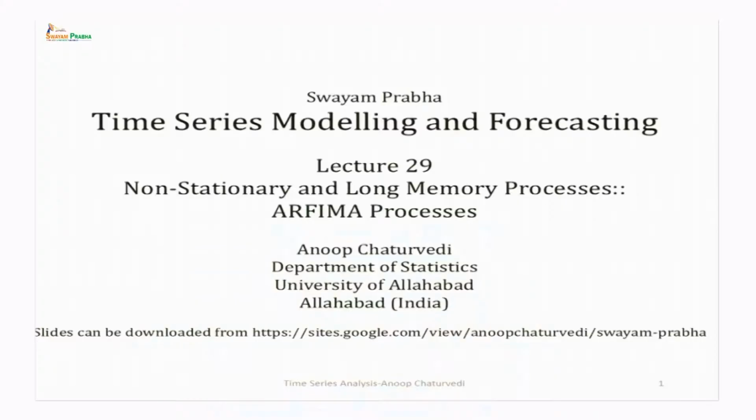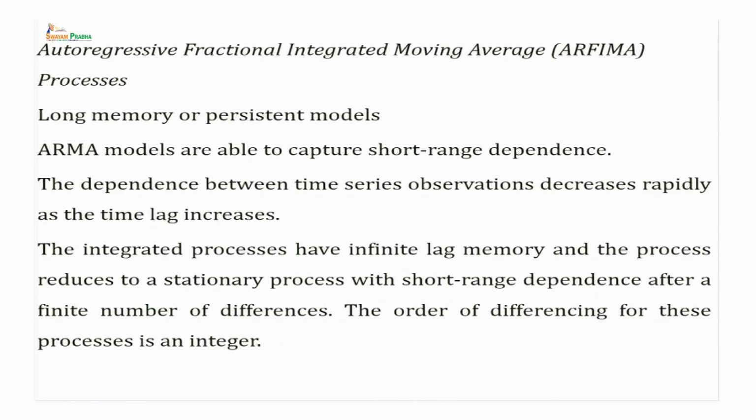You may model both kinds of time series, the persistent or anti-persistent. Anti-persistent means the time series where, say, an increase is followed by a decrease. So, if your time series has long memory, then you can use auto-regressive fractionally integrated moving average processes. So, these are actually long memory or persistent models.